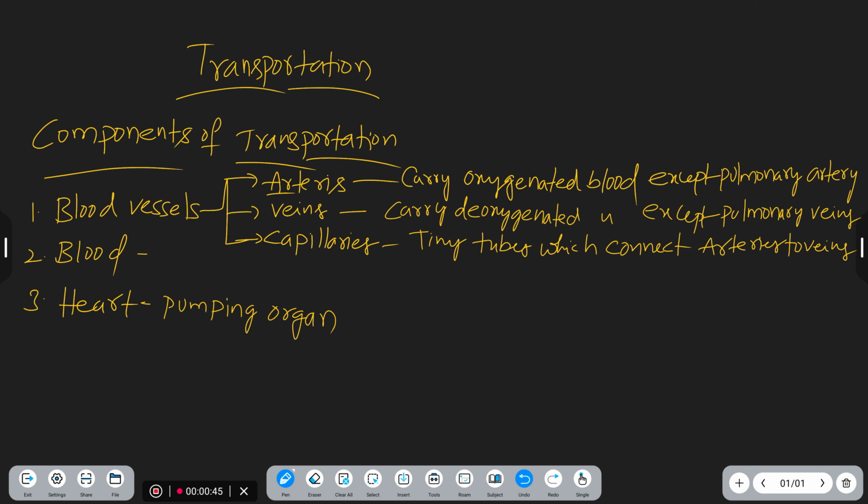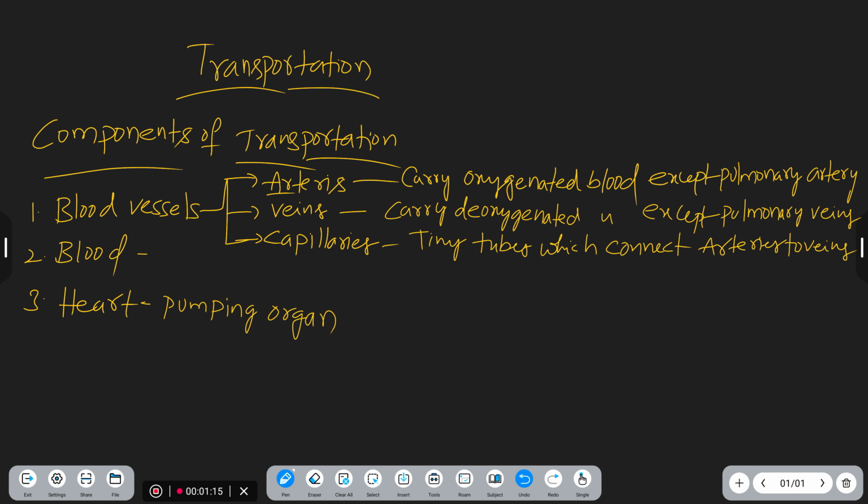Okay, so what are the components of transportation? Blood vessels, blood, heart. Once again, what are the components of transportation? So once again, the components of transportation are blood vessels, heart and the blood.